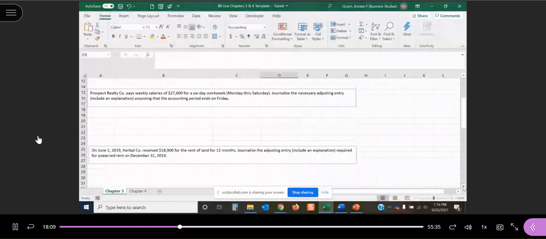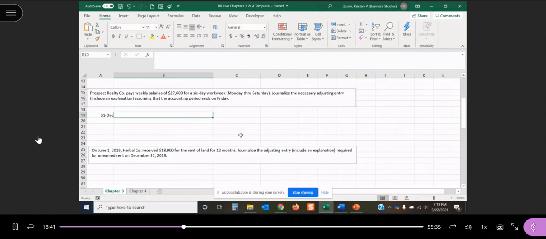In the next one, it tells us that Prospect Realty Company pays weekly salaries of $27,600 for a 6-day work week, Monday through Saturday, and they want us to journalize the adjusting entry, assuming that the accounting period ends on a Friday. So again, my employees, as much as we like to say that they're assets to our business, they are not in terms of accounting, they are expenses. They are helping us run and operate our business.